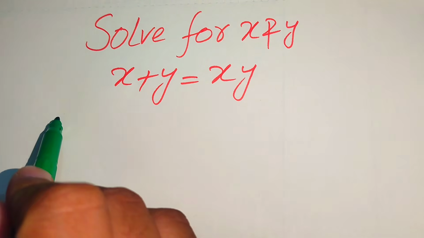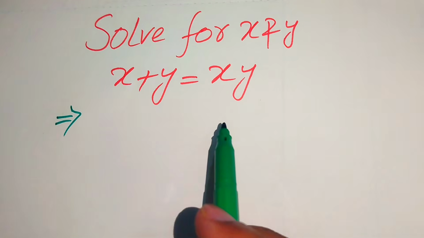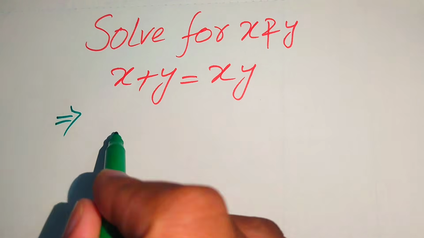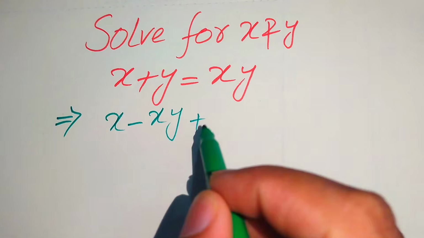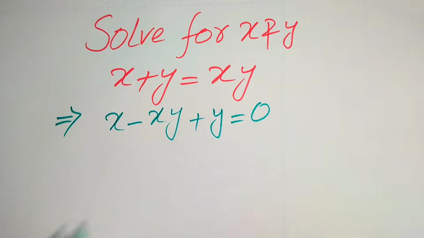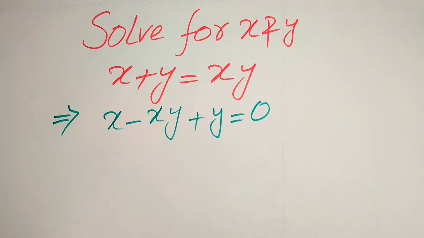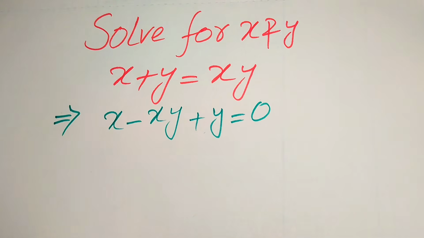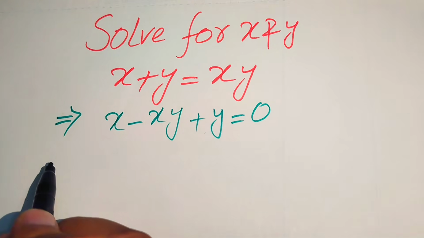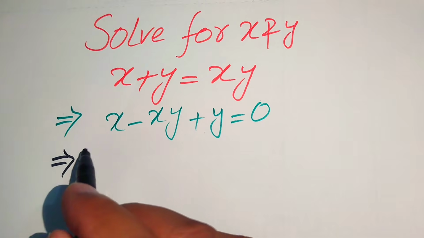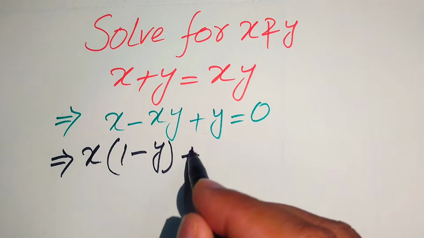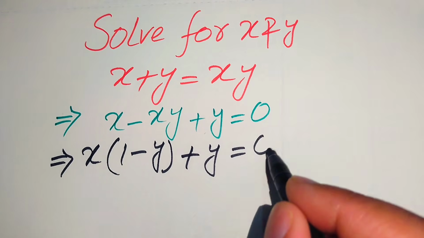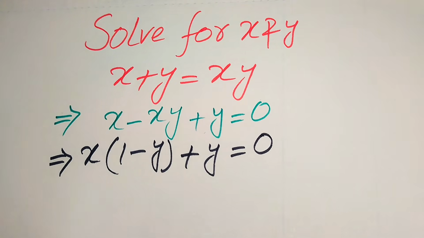So here the very first thing we are going to do is move the term xy from the right hand side to the left hand side, and it will be written as x minus xy plus y, and this whole equation is equal to 0. In the first two terms we have x as the common factor, so we take common x, and the remaining values are 1 minus y, and here we have plus y, and this whole equation is equal to 0.